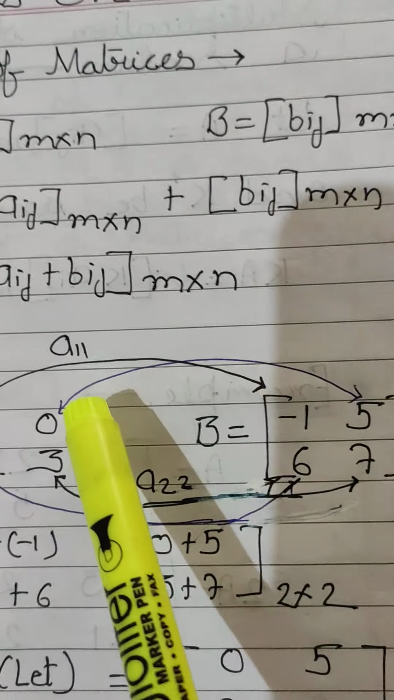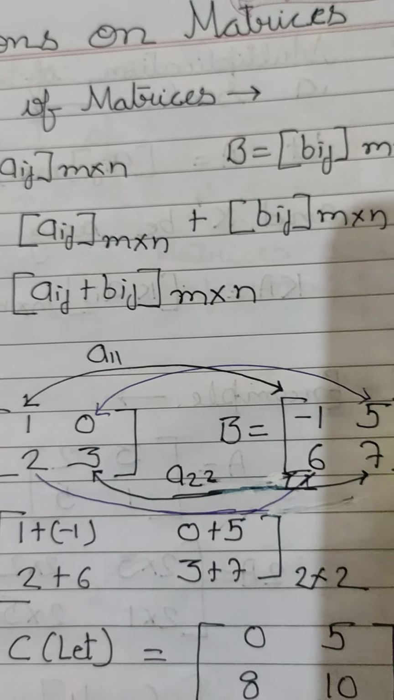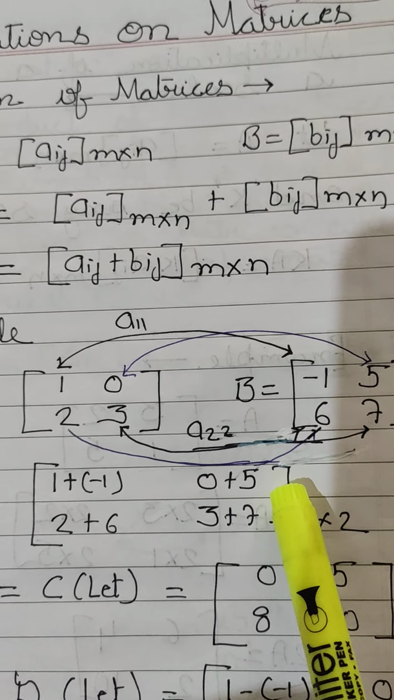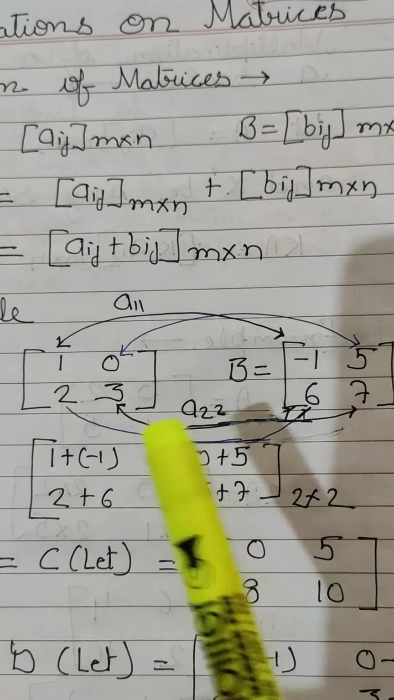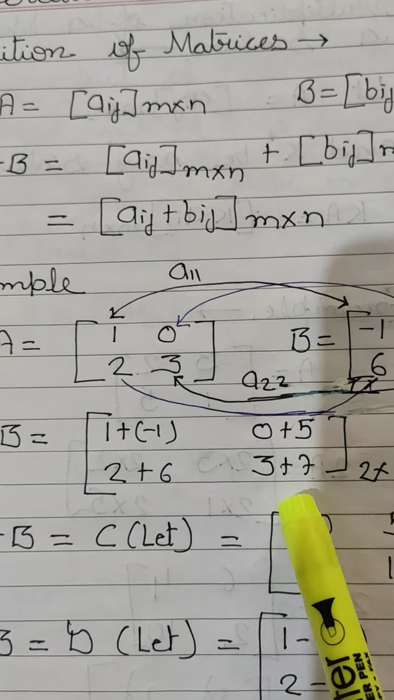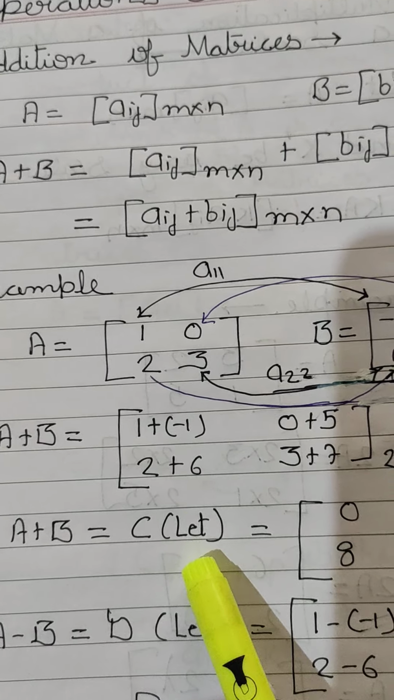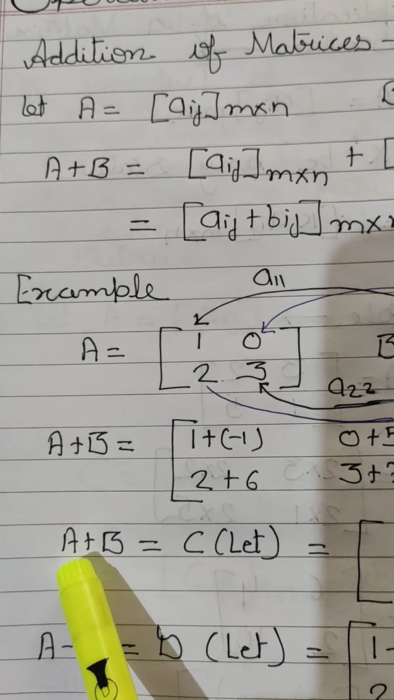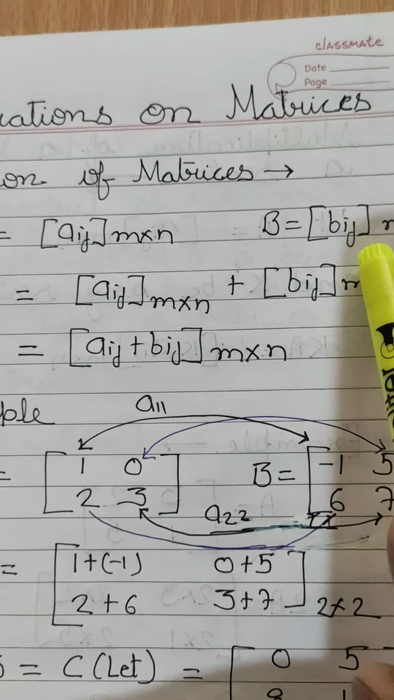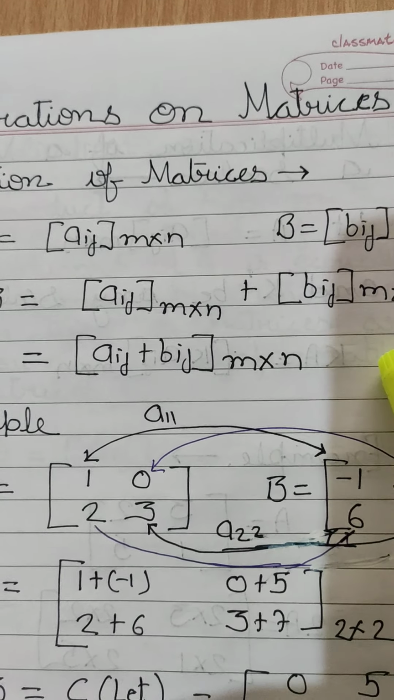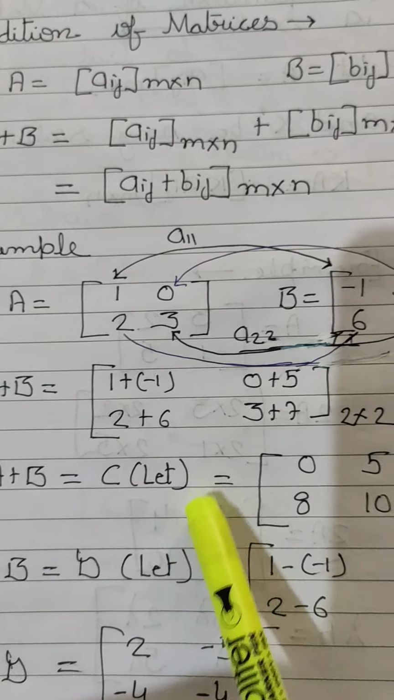So 1 plus minus 1. In the same way, a12, first row second column, here in B it is 5. We add these corresponding elements, so we get the sum of the two matrices. In the same way, 2 plus 6, 3 plus 7. So the order is 2 by 2 only. Simplify it. The sum of two matrices is again a matrix. You can give it any name. I am giving C, and it is equal to A + B. Once again you see how we add two matrices by adding their corresponding elements. Addition is only defined when they are comparable matrices. Comparable means the order is the same.